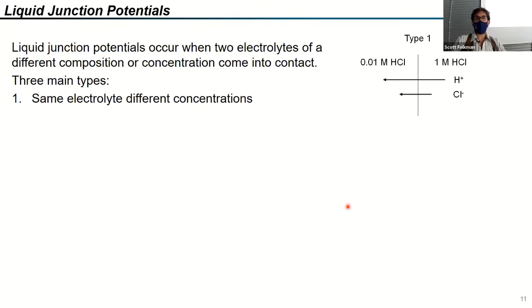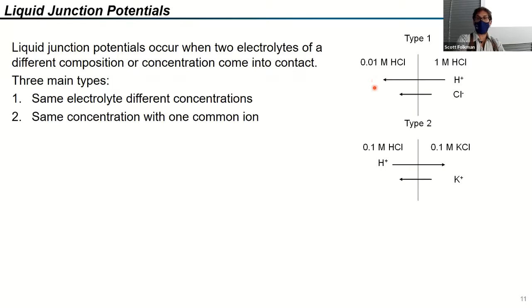So there's a few main types. The first one is the same electrolyte at different concentrations. So if we have a solution of 0.01 molar HCl and a solution of 1 molar HCl, we can see that there's a chemical driving force for the H+ and the Cl- to move across some membrane or some junction. Now the arrow shown for H+ is larger because H+ has greater mobility. It's smaller, it has a lower hydrodynamic radius, and it moves quicker. That difference in mobility will become important.